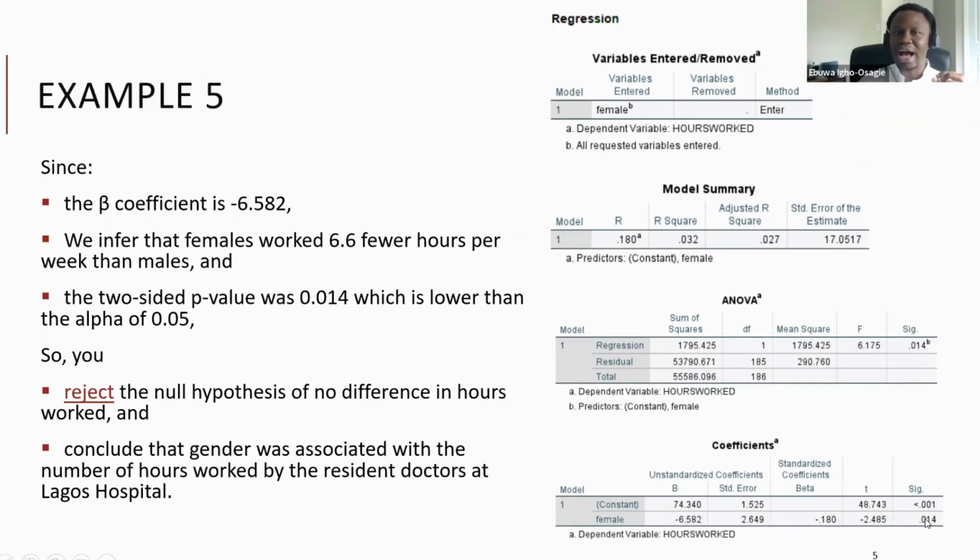But Abbas, how many hours do males work? Can you tell us from this table? Are you still there? Are you thinking about it? Hello? Yeah, tell us. 74.3 hours. So if you are male, you are working 74.3 hours. So here the constant is male. But if you switch from a male to a female, that constant is going to drop by 6.6 hours.